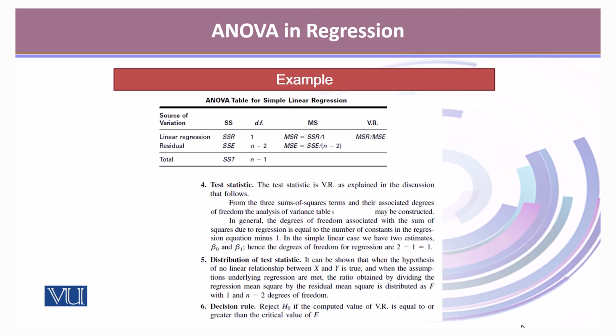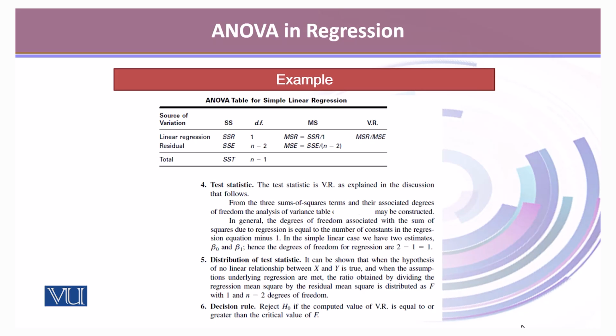So from the 3 sum of square terms and their associated degrees of freedom, the analysis of variance table may be constructed. In general, the degrees of freedom associated with the sum of squares due to regression is equal to the number of constants in the regression equation, minus 1. But in the case of a simple linear regression model, we have 2 estimates, beta naught and beta 1. Hence, the degrees of freedom for regression are 2 minus 1, which is 1.